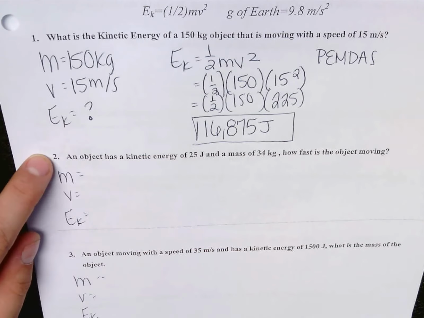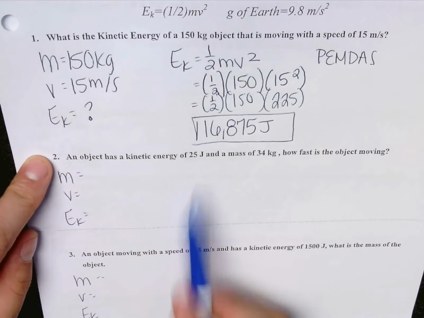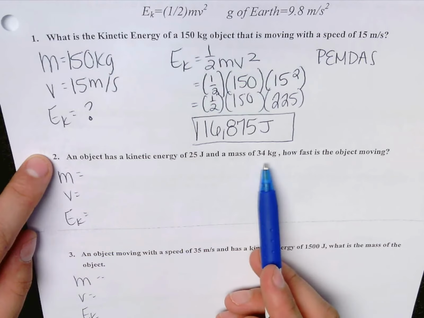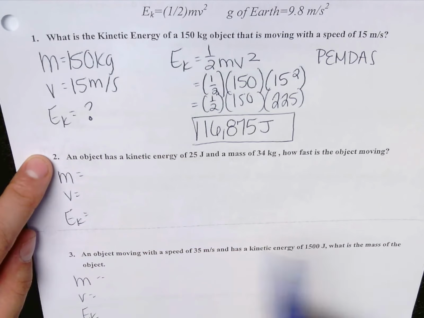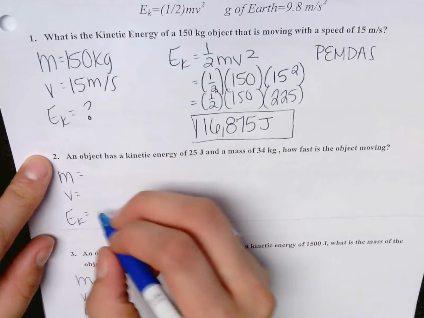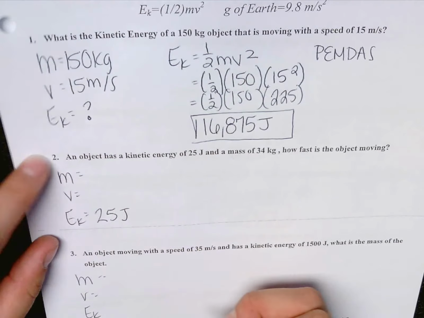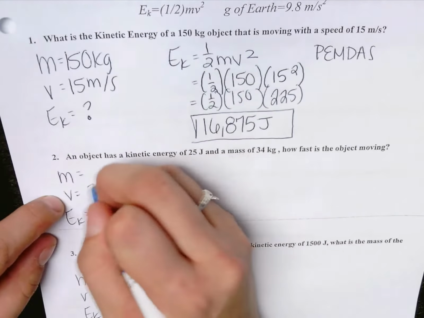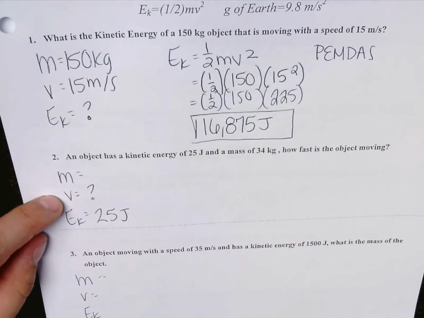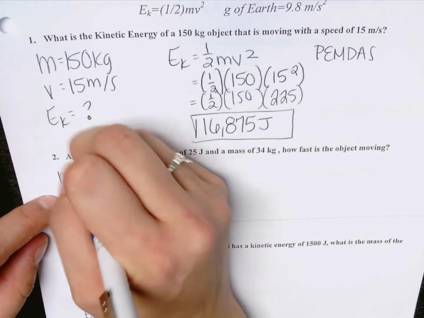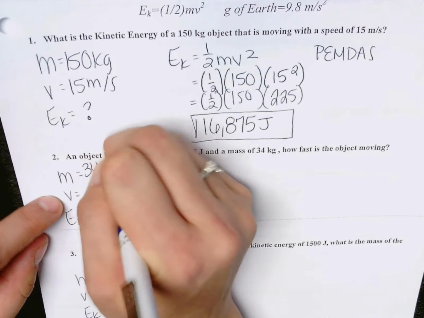Sure. An object has a kinetic energy of 25 joules and a mass of 34 kilograms. How fast is the object moving? So we know that the kinetic energy is 25 joules. We don't know the velocity, but we do know that the mass is 34 kilograms.